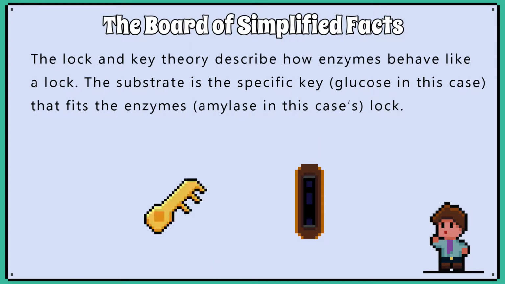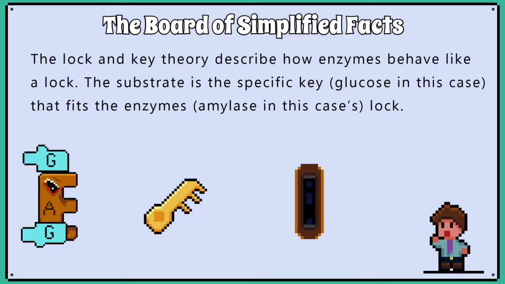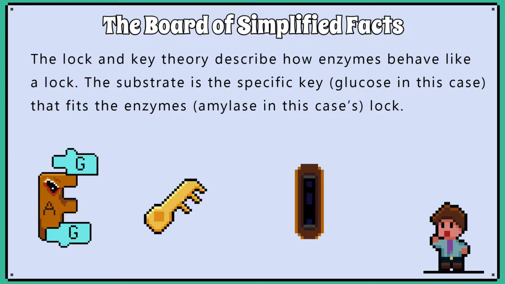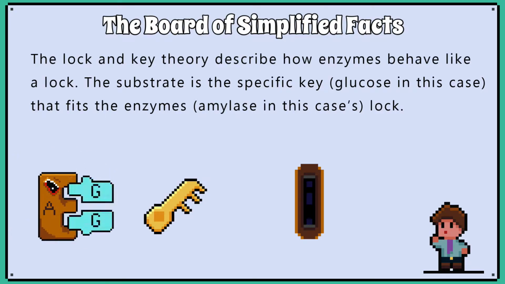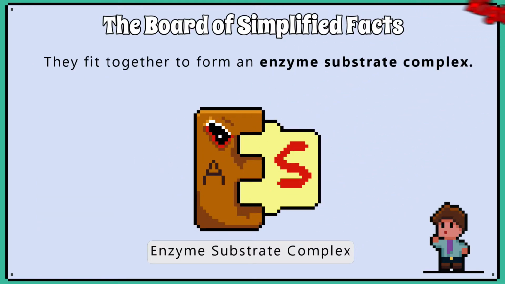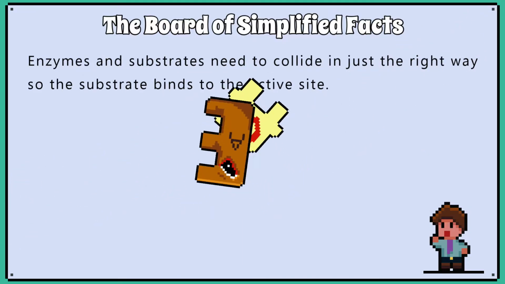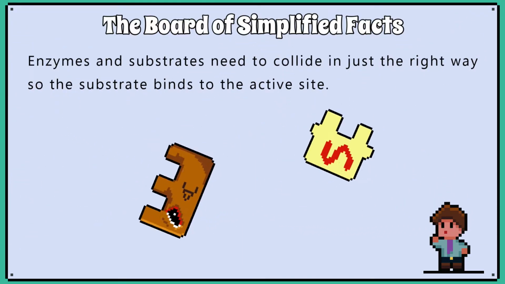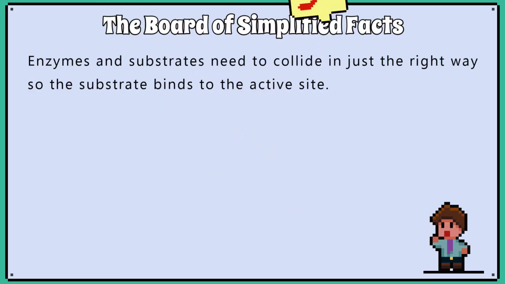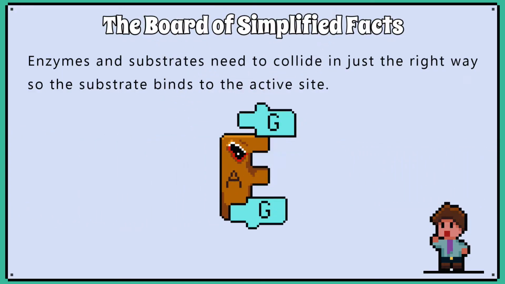The lock and key theory describes how enzymes behave like a lock. The substrate is a specific key, glucose in this case, that fits the enzyme's lock, amylase in this case. They fit together to form an enzyme-substrate complex. Then, a reaction takes place which breaks down the starch into glucose. Enzymes and substrates need to collide in just the right way so the substrate binds to the active site.